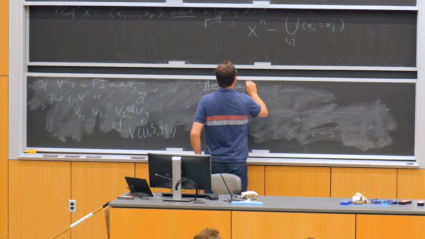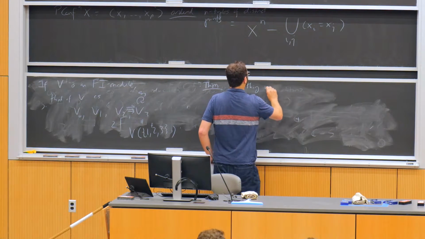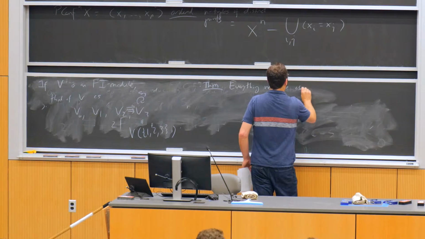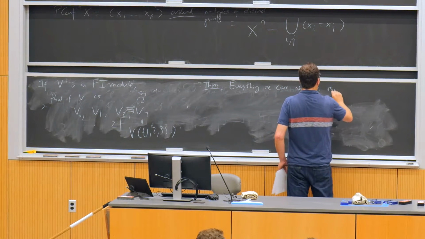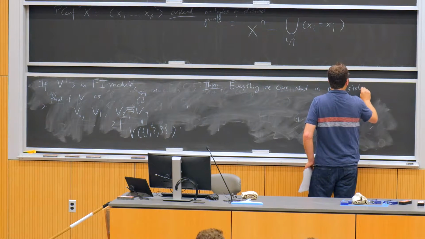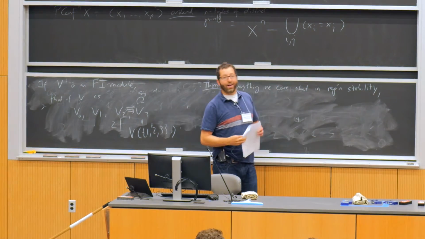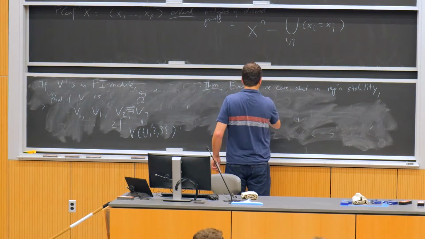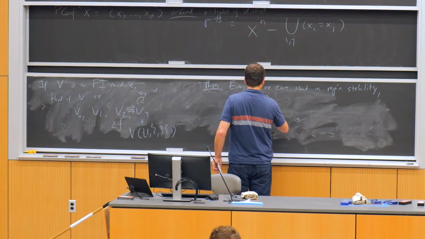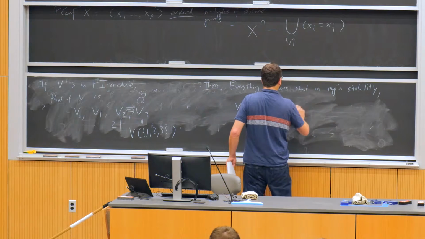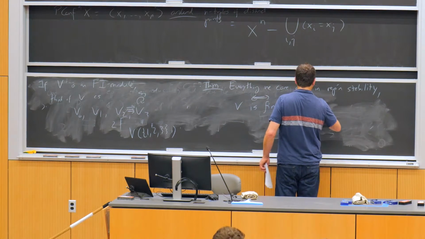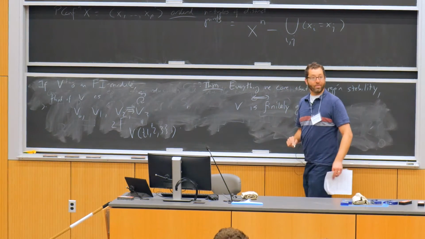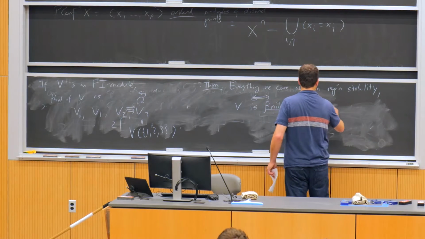so everything we care about in representation stability, let's say dimension being eventually a polynomial, the character of Sn being stable in some sense, is equivalent to V being finitely generated. So in any module category, you have a notion of what it means to be finitely generated.